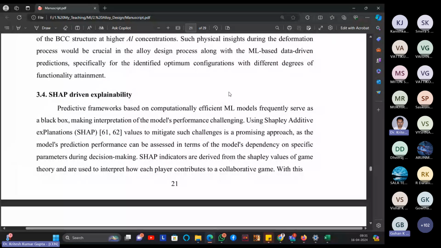Sir, can you explain the SHAP part again? Like how it's used or why it's used?